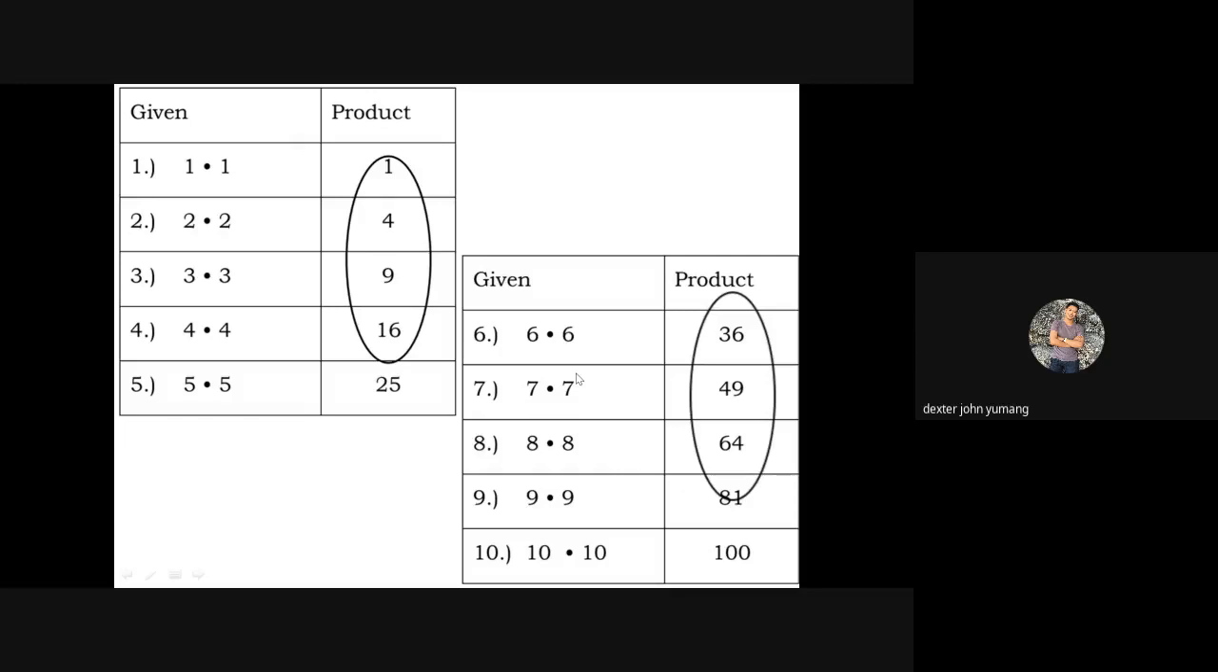Next. I would like you to look at this figure. So 1 times 1, ang product niya is 1. 2 times 2 is 4. 3 times 3 is 9. 4 times 4 is 16. 5 times 5 is 25. And so on and so forth. Now, yung 1, 4, 9, 16, 25, 36, 49, 64, 81, 100, yan po yung mga products ng mga perfect square. Again, yan po yung product ng mga perfect square.